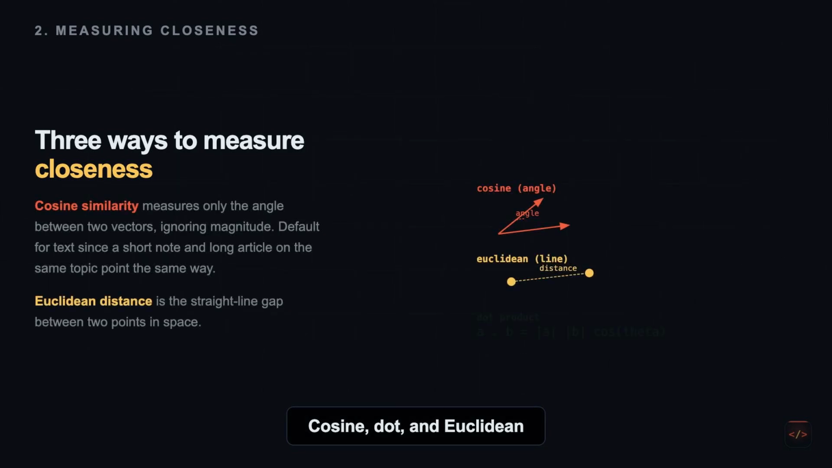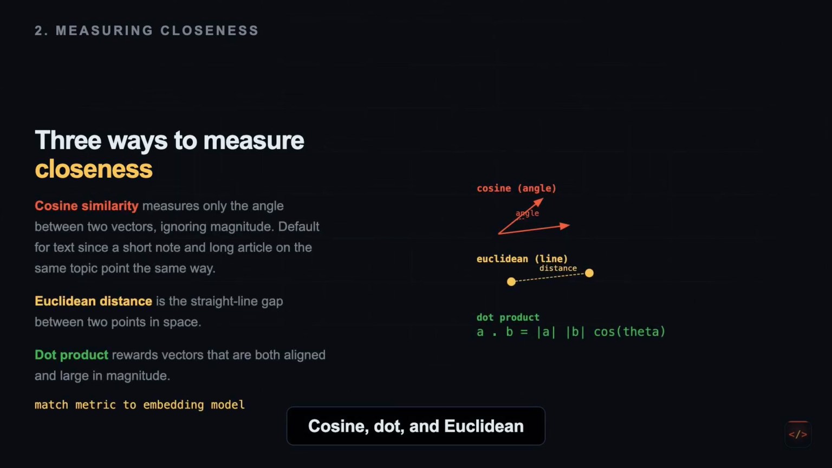Once you have given a query in vector format to the vector database, to find the nearest neighbors you need to define how near is actually near. There are a few common measures. Euclidean distance is the straight-line gap between two points. Dot product multiplies and sums up the components, favoring vectors that are both aligned and large.